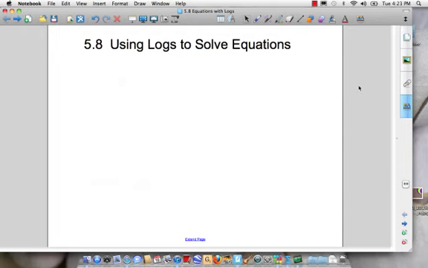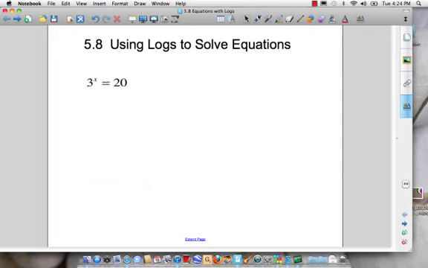This tutorial covers the final section in Chapter 5, and we're going to use logarithms to solve equations, which we've already done, but we're going to look at some equations that are more complex than the ones we've done so far. But let's start off by looking at one that you already know how to do. So 3 to the power of x equals 20.